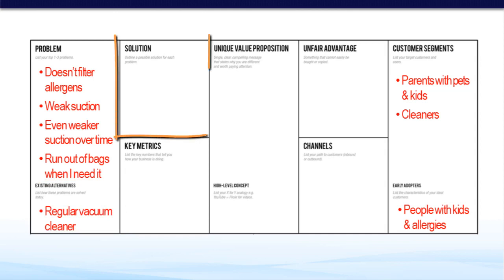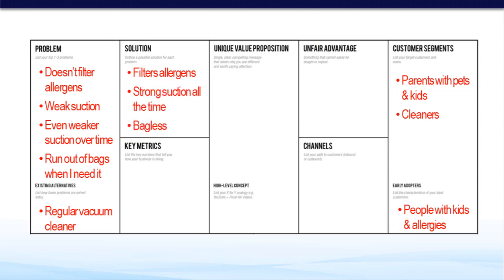Now we move on to the solution. In the lean canvas, this is where we outline a possible solution for each problem, which takes into account who is the customer. So the Dyson vacuum cleaner will filter allergens. It also has strong suction all the time, and it's bagless. As you can see, these are parts of the solution that specifically target problems held by our customer segments.